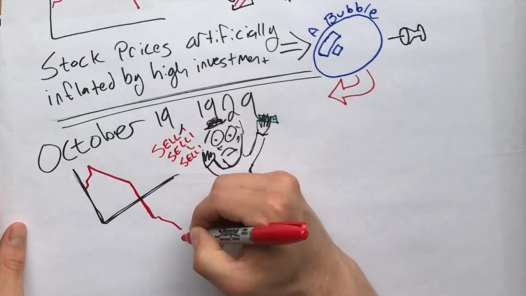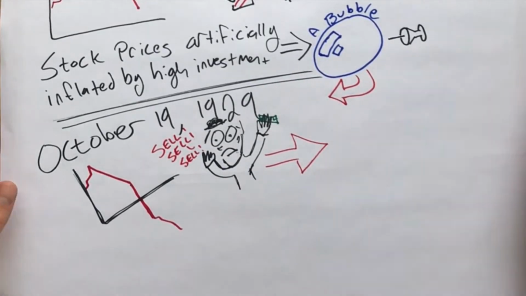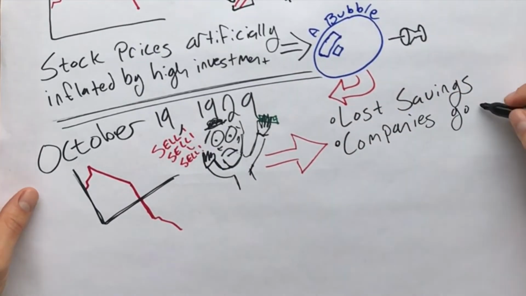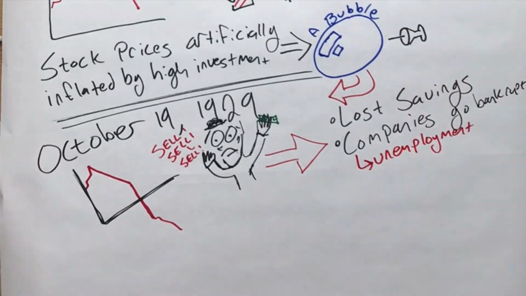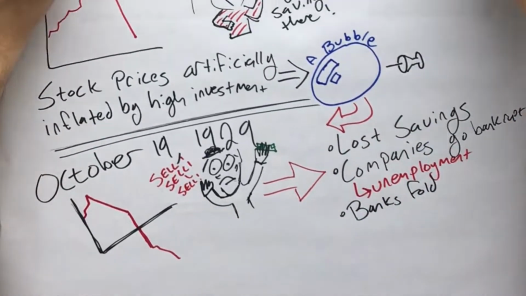In the stock market crash, millions of Americans lost money. Many people lost the entirety of their savings or their retirement. Oh, and by the way, tons and tons of companies went completely out of business. And companies going out of business means more unemployment.